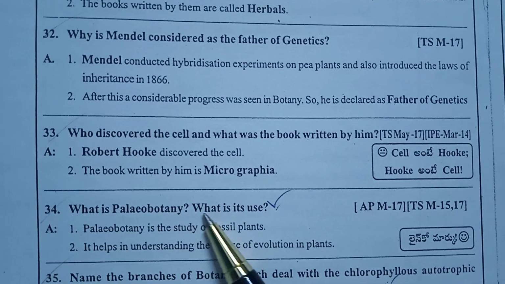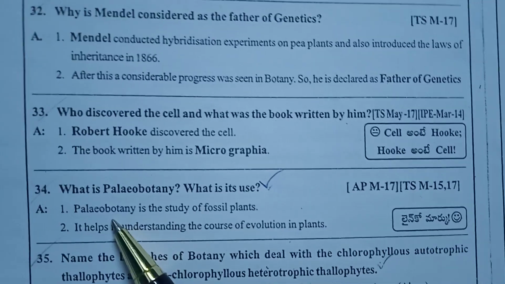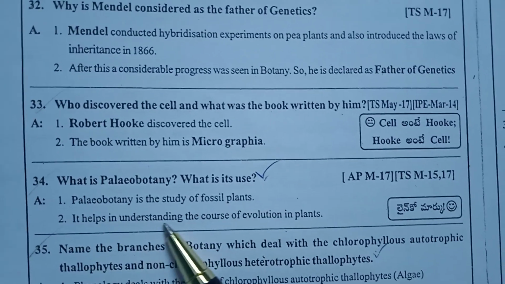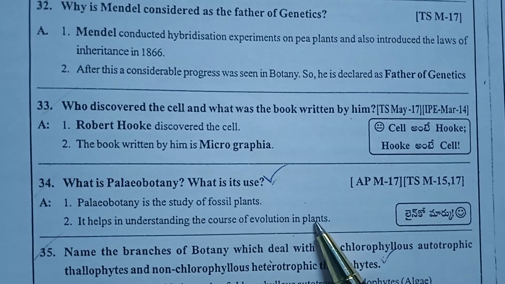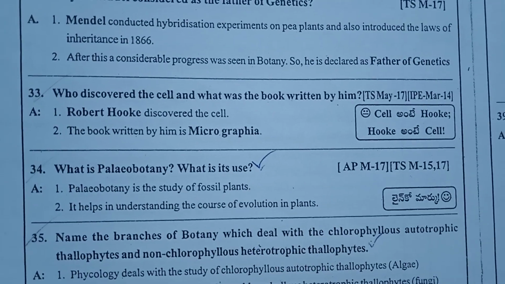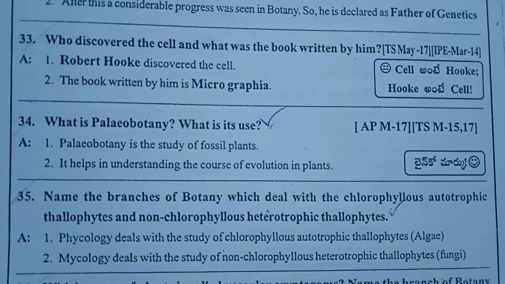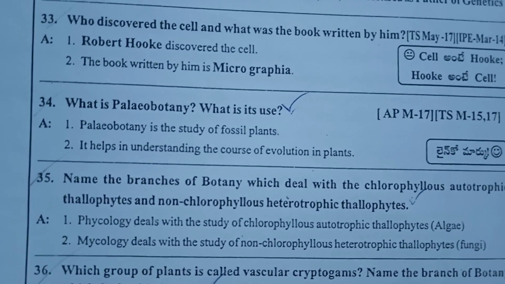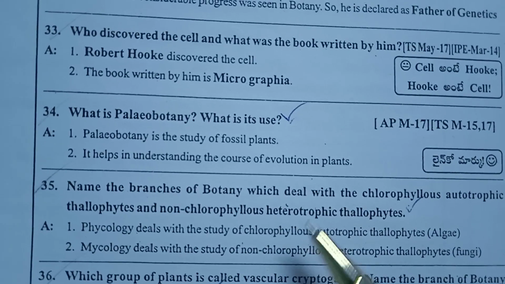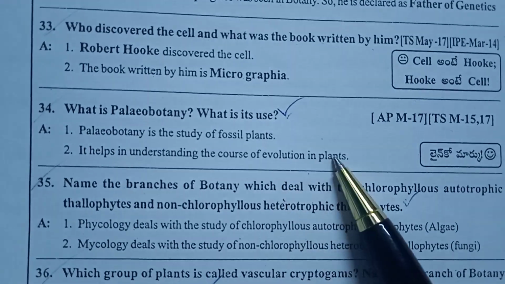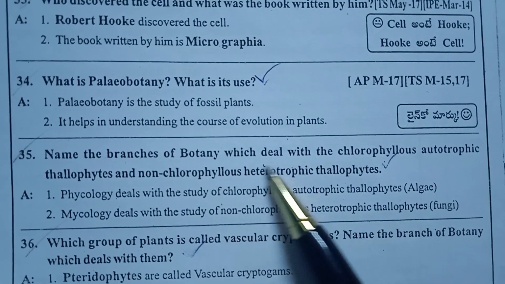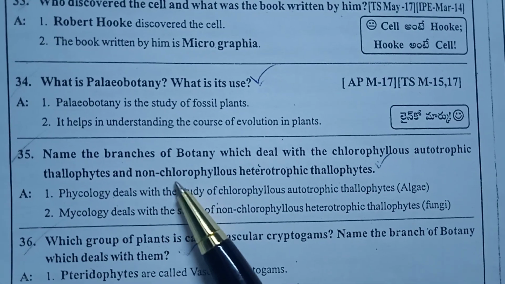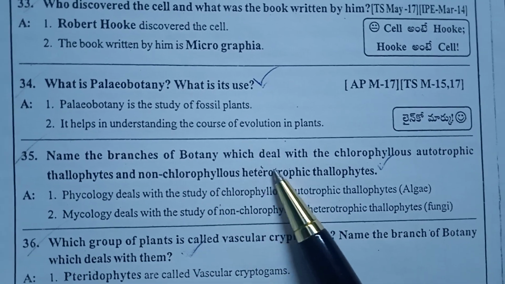What is paleobotany? What is its use? Paleobotany is the study of fossil plants. It helps in understanding the course of evolution in plants. Name the branches of botany which deal with the chlorophyllous autotrophic thallophytes and non-chlorophyllous heterotrophic thallophytes.